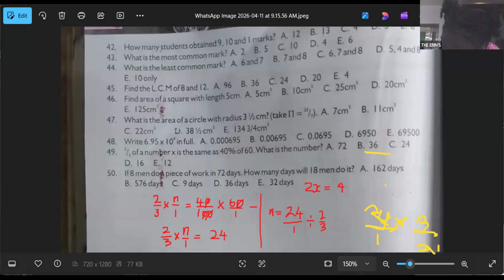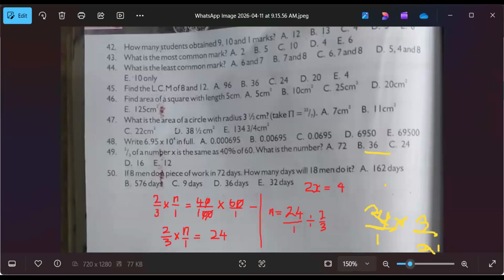Times 3 over 2. Okay. 24 over 1 times 3 over 2 will give us 36.